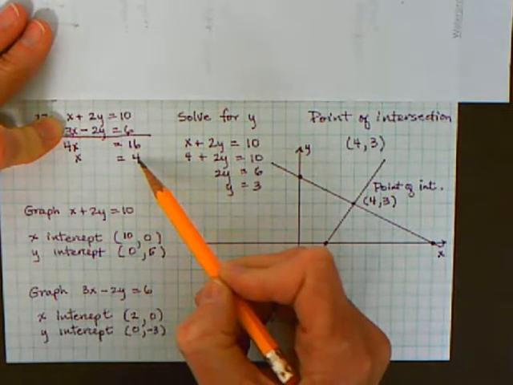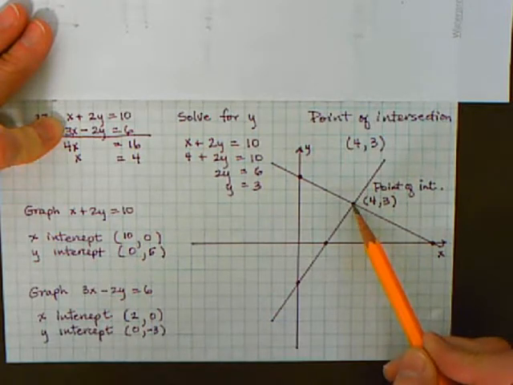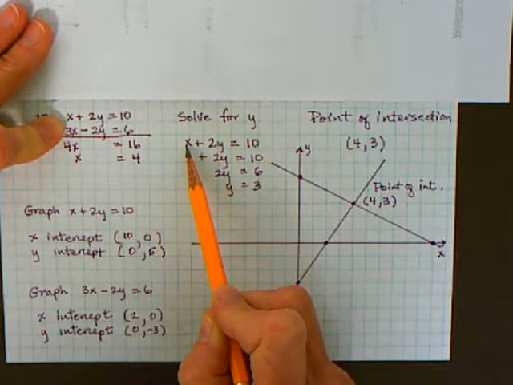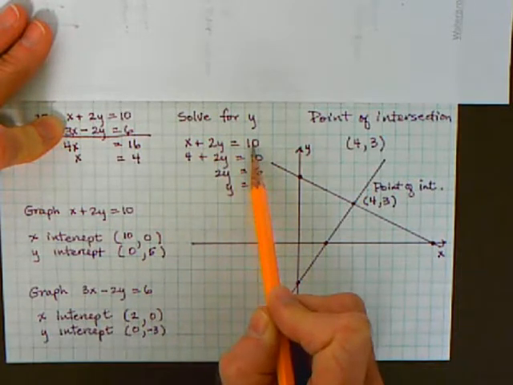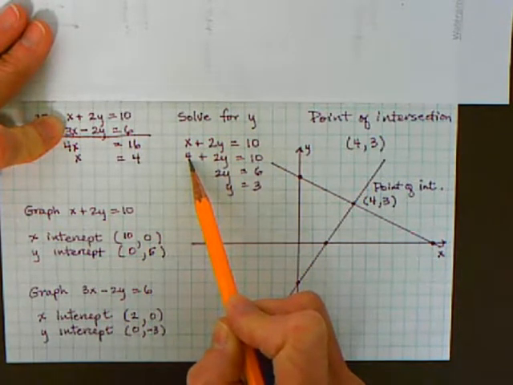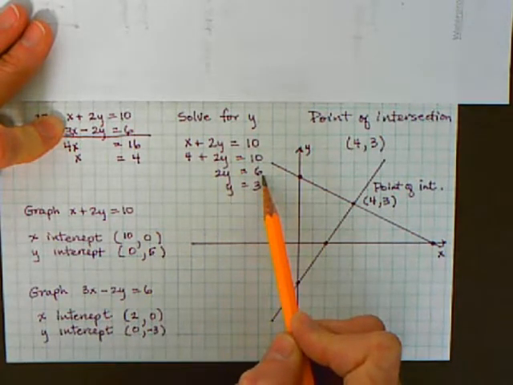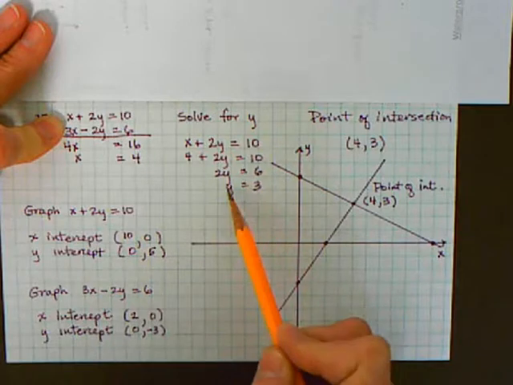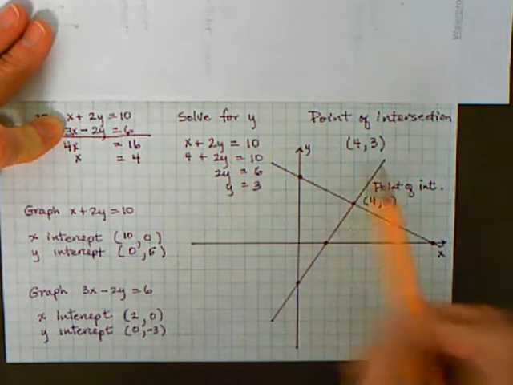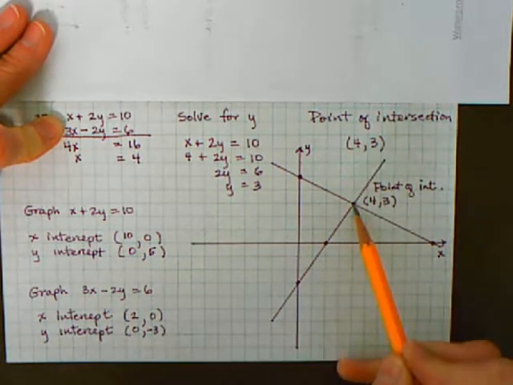So that's the x-coordinate. 4 is the x-coordinate of the point of intersection. Solving for y, I'm going to take this first equation, x plus 2y equals 10, substitute in a 4 for x. I get 4 plus 2y equals 10. 2y is going to equal 6 because I subtract 4 from both sides there, and y equals 3. So my point of intersection here is 4, 3, and here it is on the graph.